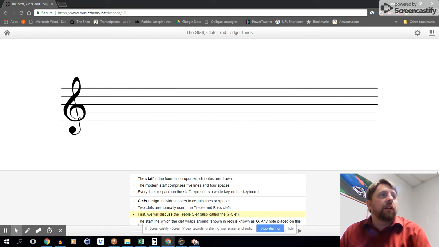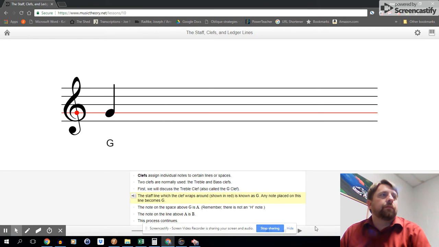So the first clef, treble clef, is also called a G clef. And if you look real careful, if you use your imagination, it sort of looks like a G. And it actually circles a G. So if you look, it circles this line right here. That is a G right there. Okay? Circles G right in the middle.